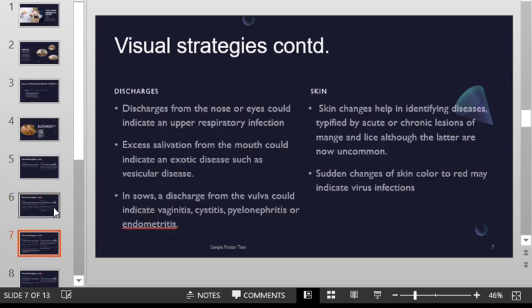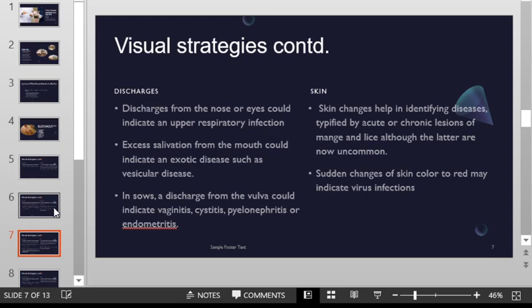Now, we have discharges. So you can find in some animals that are sick fluid coming out from their nose or from their eyes. Okay, this can be a sign of respiratory infection. Okay, you can also find in some cases excess salivation from the mouth.